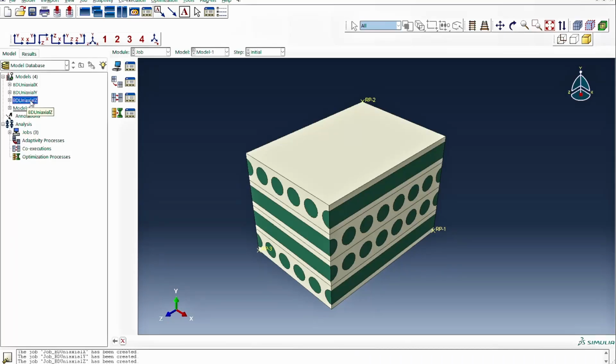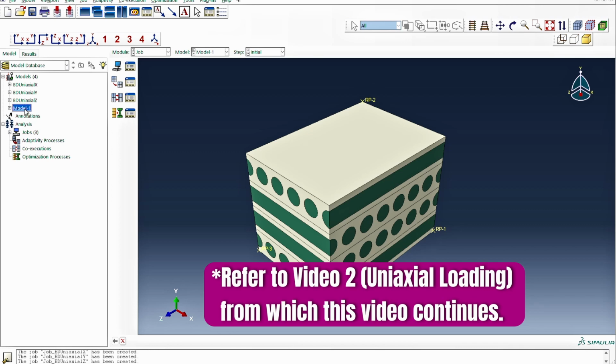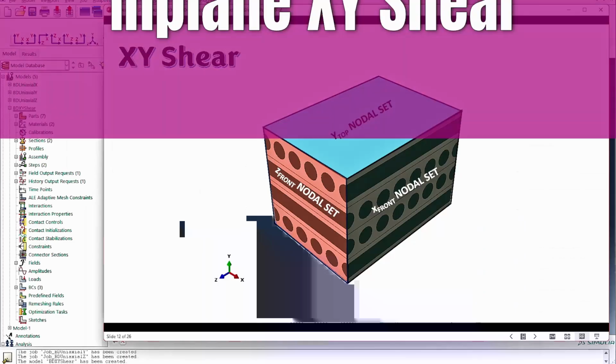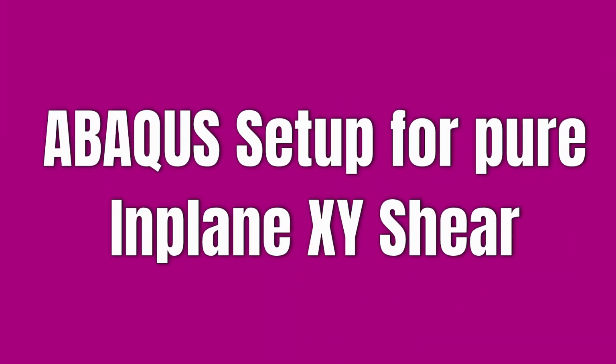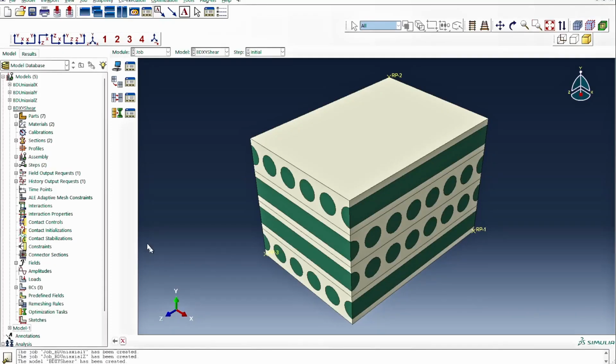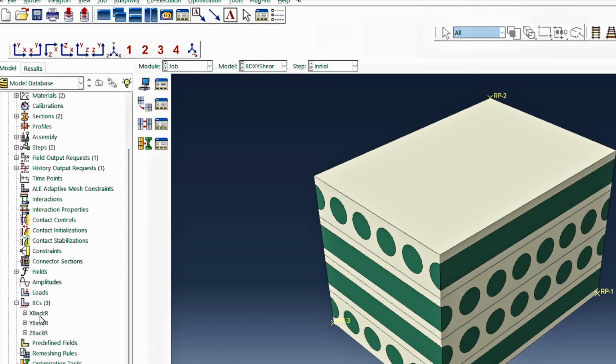Thank you. For this video, we want to create the shear stress cases. So all we need to do here is create a copy. Our copy here will be BDXY shear. The first thing we need to do here is to apply the X back region. So X back is fixed in the YZ plane. So if we go back and look at the boundary condition, our X back is fixed.